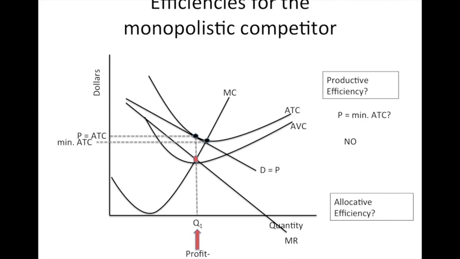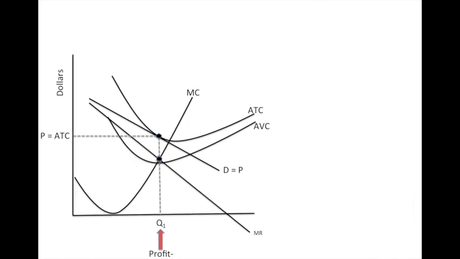As far as allocative efficiency, if they're allocatively efficient, then it must be that price equals marginal cost. So once again, here's the price that they're charging, but at that quantity, this is the marginal cost. And we can very clearly see that the price they're charging is not equal to marginal cost. So no, they do not achieve allocative efficiency either.